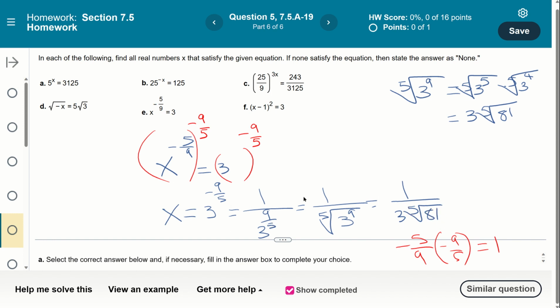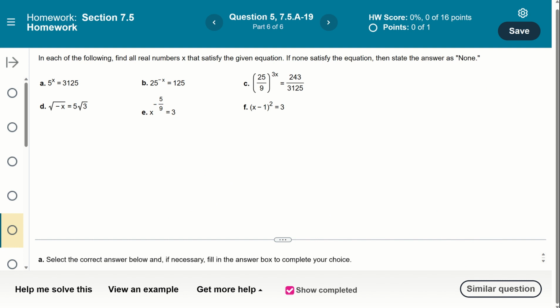Now, I got into a little bit more detail for you than they probably require. They're probably going to be happy if you just type in 3 to the power of negative 9 over 5, okay? But it's good for you to see how that would get done as well. All right, I'm going to, again, go ahead and erase so I can show you one more, okay?